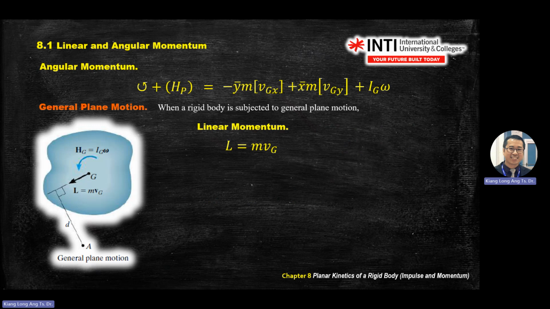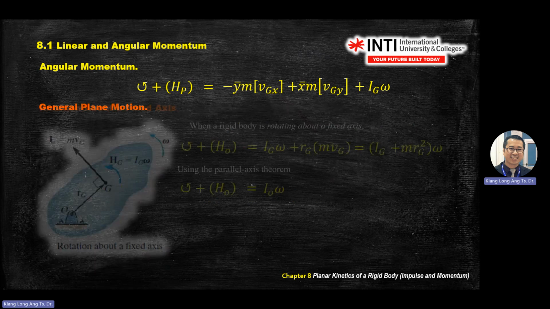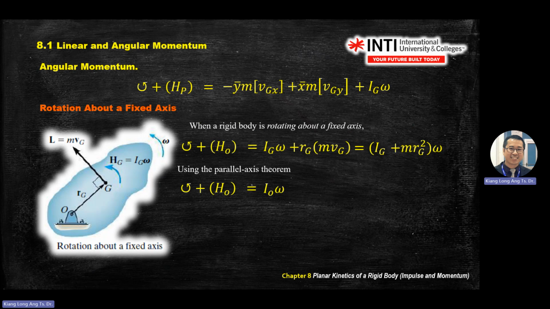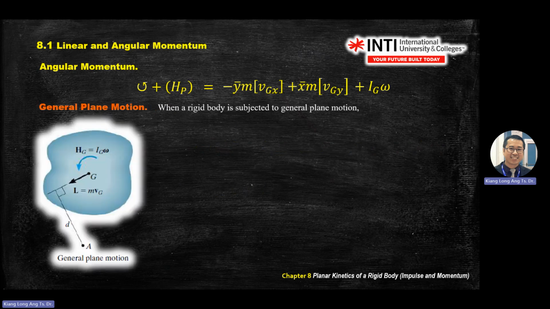How do you know whether it's general plane or rotation? Rotation, there is always a fixed point that cannot move left, right, and this one only rotates. Okay. General plane, there's no fixture, there's no reaction, there's no connector, and this one is able to move left, right, and rotate. That's the difference.